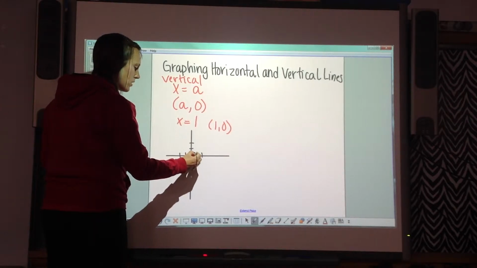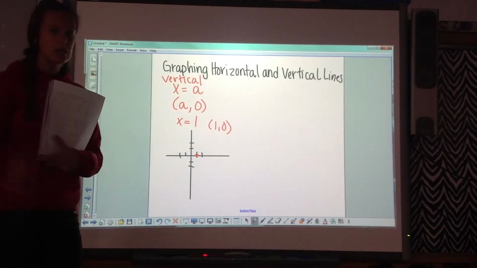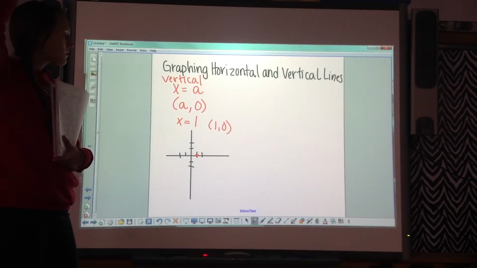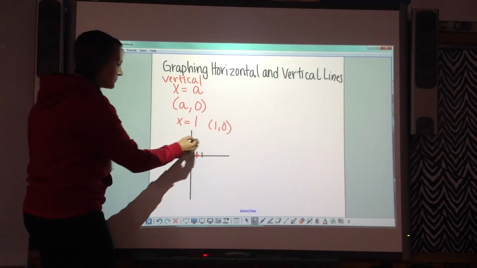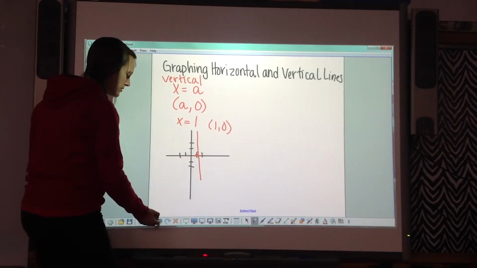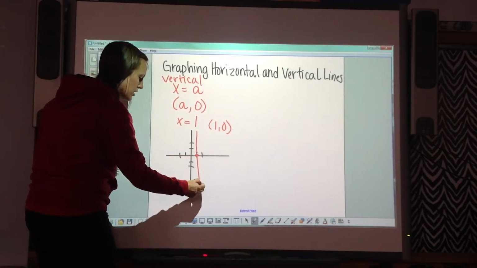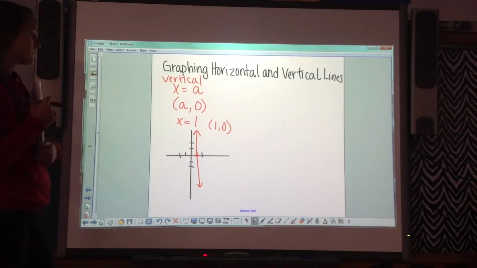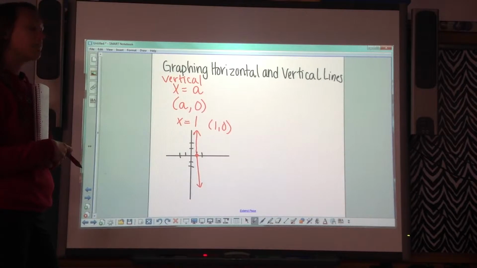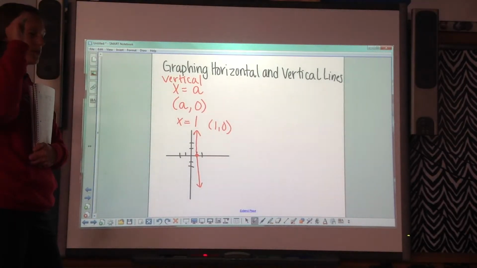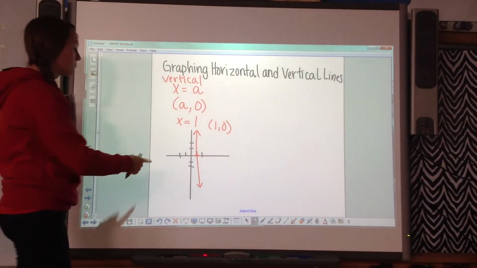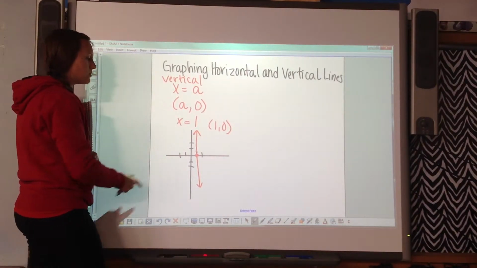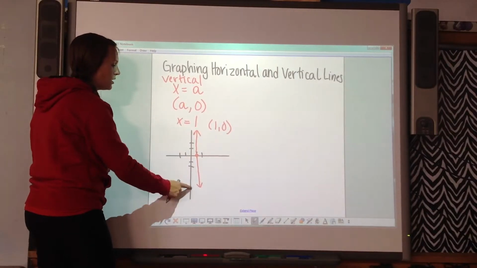Okay, here's 1, 0. There is a line, a straight line that goes through this dot. And that line, that's not very good, that's why I use a straight edge, is a vertical line. Okay, there it is. Whenever you have x equals a number, it's always a vertical line. If it's x equals -4, you would have a straight line going through -4 over here. If it's x equals 0, you would have a straight line going through 0.